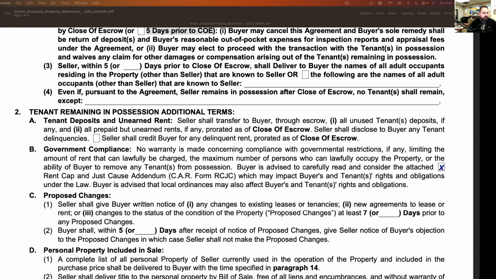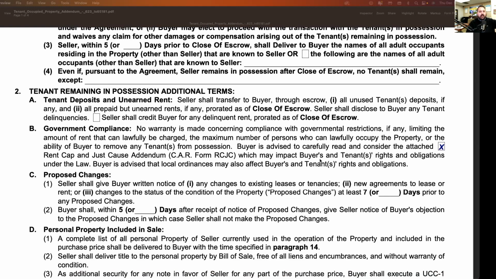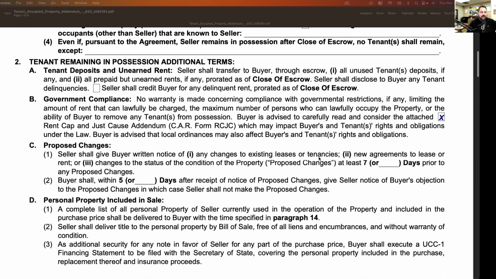So that happens. This is going into the tenant's deposits and the rent, which has to be prorated at close of escrow and given to the new buyer. The compliance language says no warranty is made concerning compliance with governmental restrictions, if any, limiting the amount of rent that can be lawfully charged. It's basically covering yourself, saying, hey, it's on you. The seller may or may not be doing what's legal, but you're going to have to deal with it when you take it over.